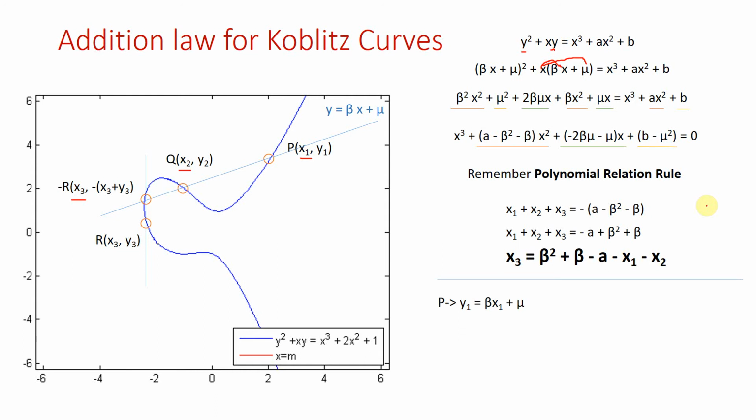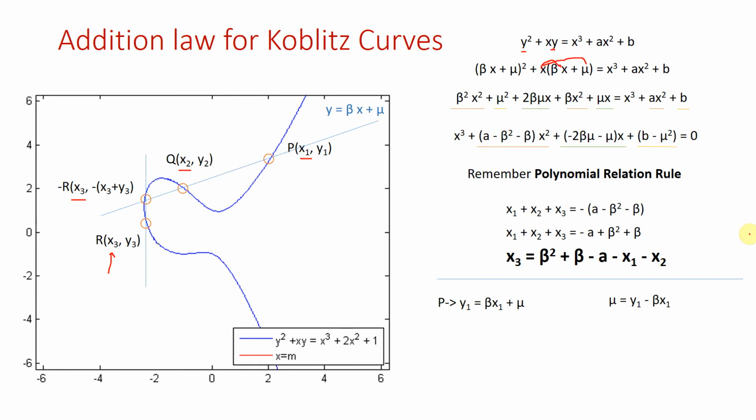Now I'm going to calculate the y3 value. X3 is calculated, and it's time to calculate the y3. Remember, the blue linear line satisfies the equation y is equal to beta times x plus mu. I will put here the coordinates of p, which are x1 and y1, and the equation would become like that.